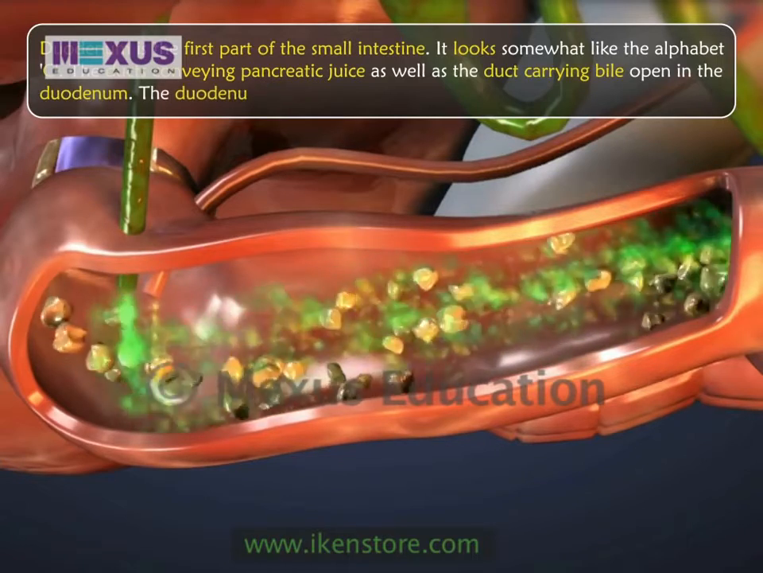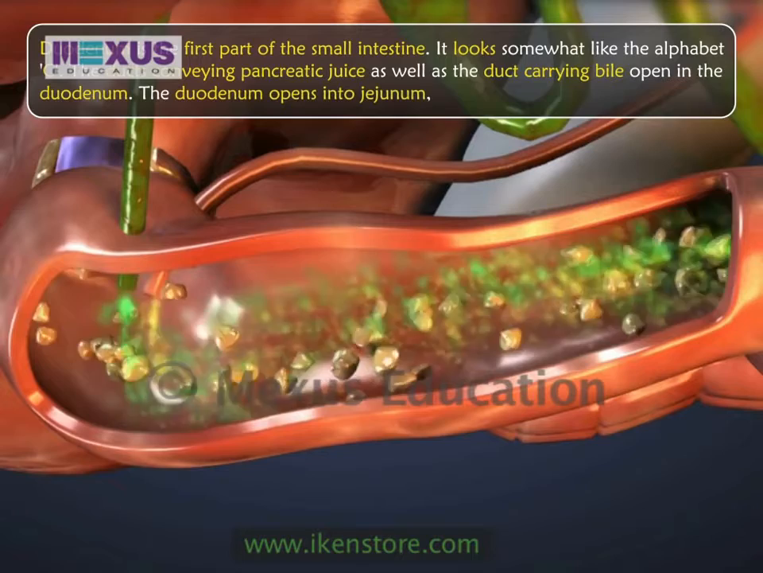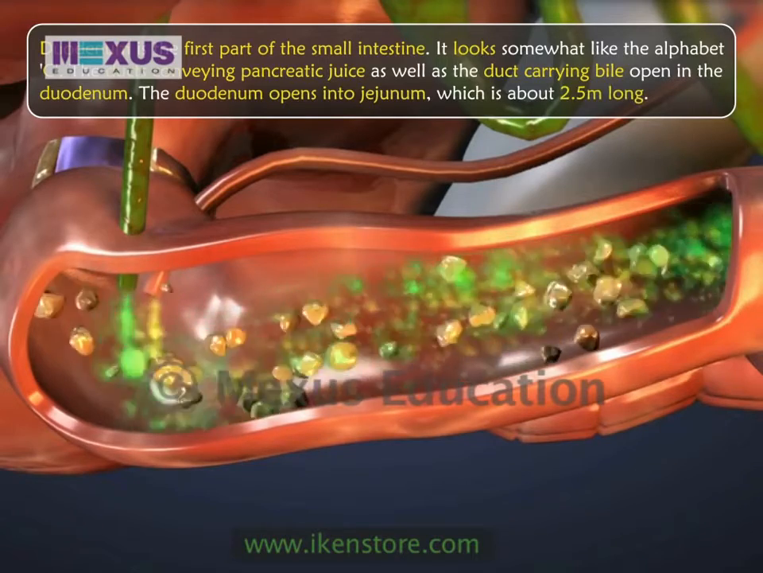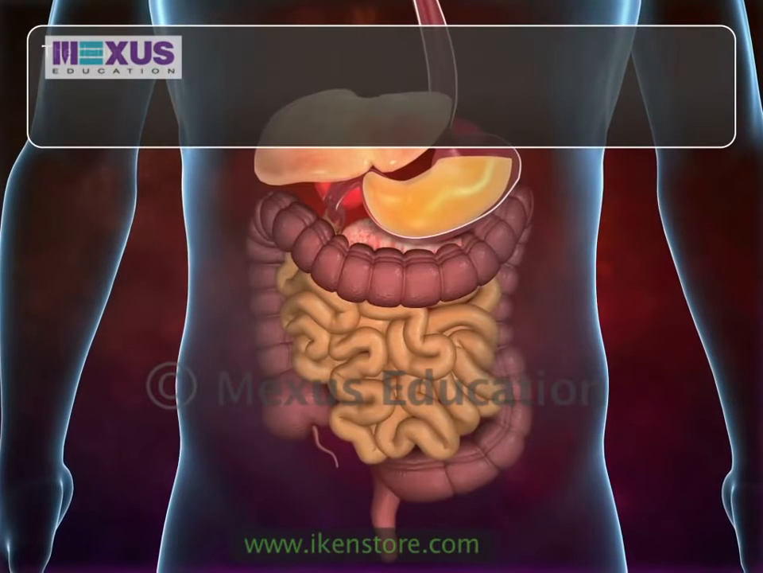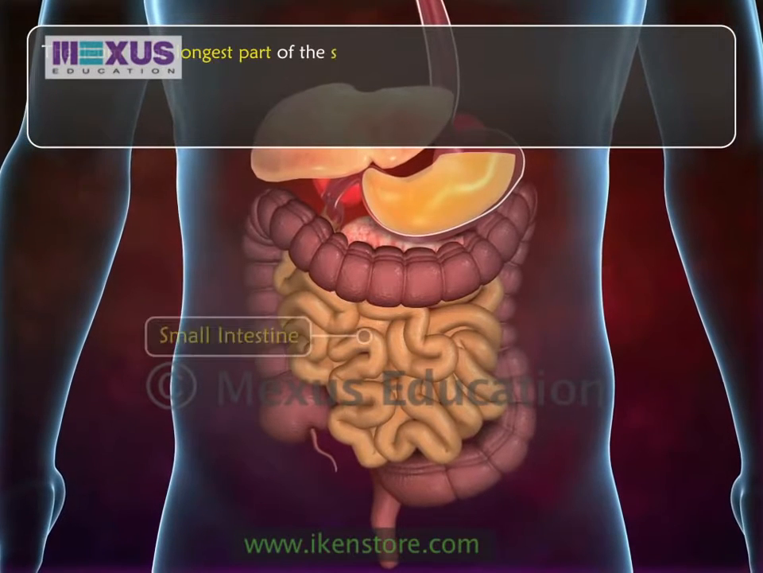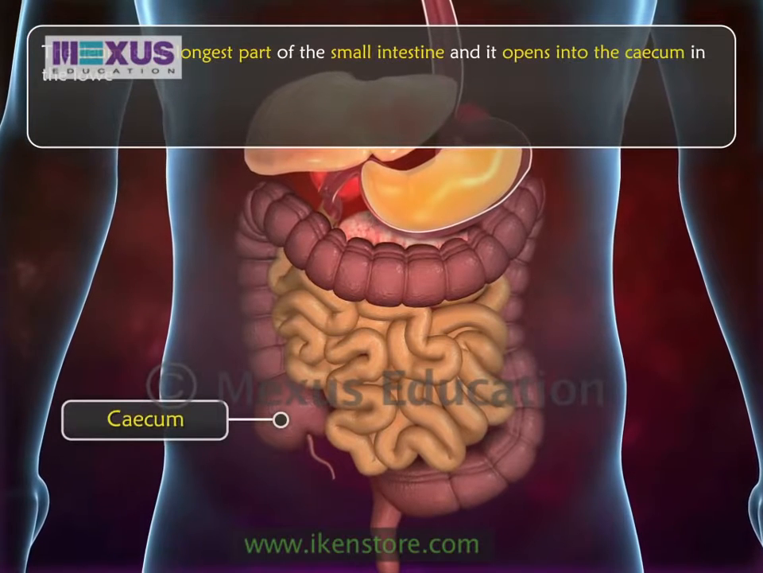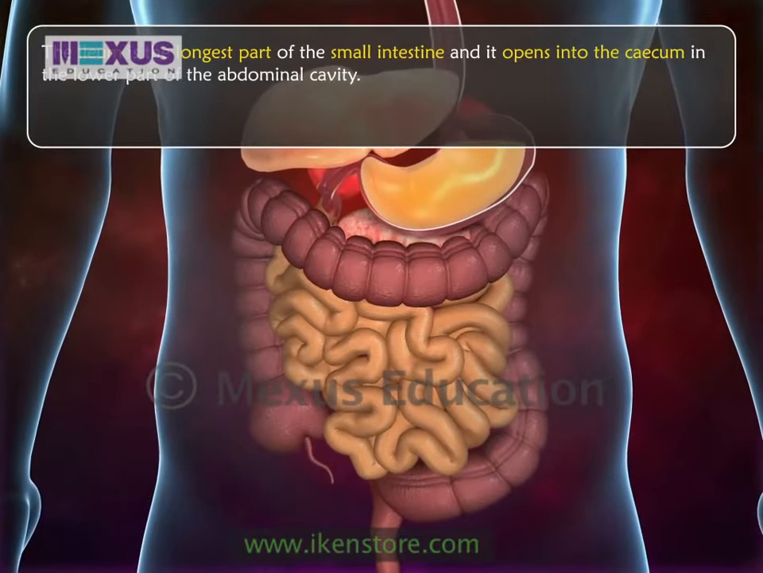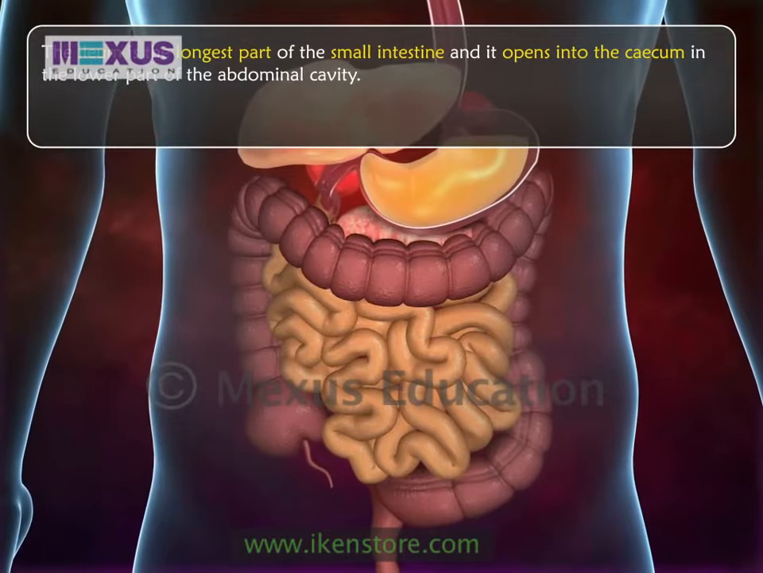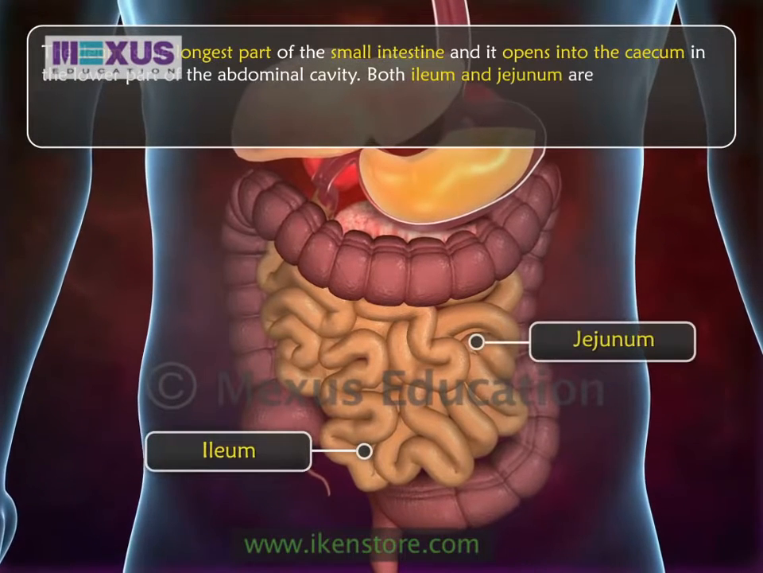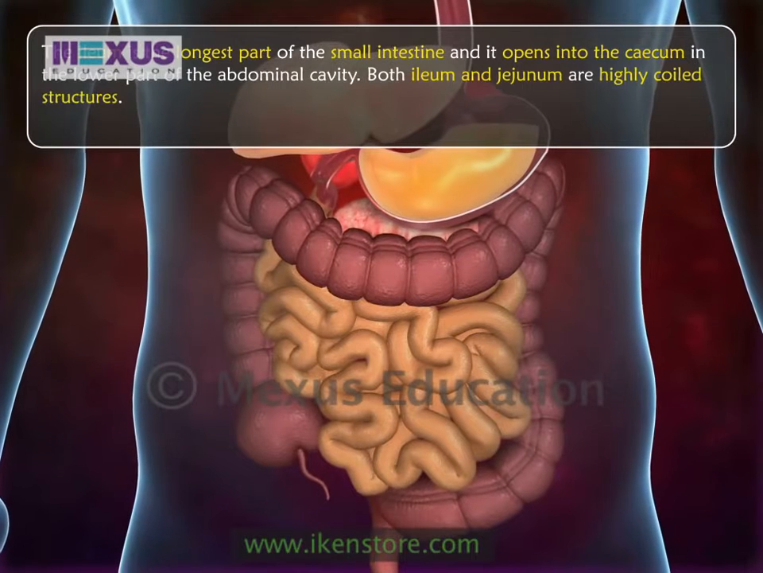The duodenum opens into the jejunum, which is about 2.5 meters long. The ileum is the longest part of the small intestine and it opens in the cecum, in the lower part of the abdominal cavity. Both ileum and jejunum are highly coiled structures.